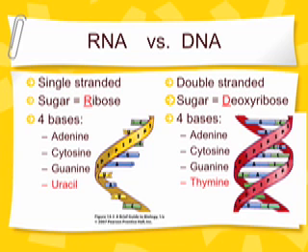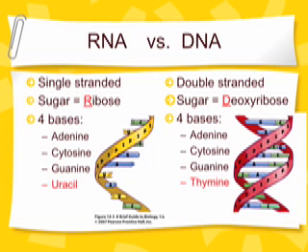Another difference between DNA and RNA is that RNA has the sugar ribose, whereas DNA has the sugar deoxyribose. And the reason for those names is that if you take a sugar called ribose and take away one oxygen, as in deoxy, then you get deoxyribose. So you have the D for deoxyribose, which is the D in DNA, and you have the sugar ribose with the R as the R in RNA.